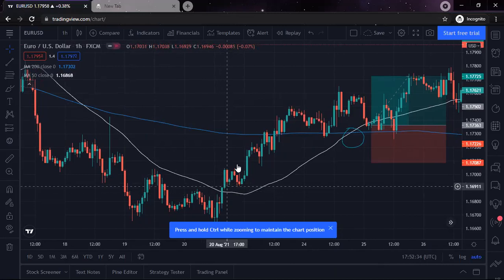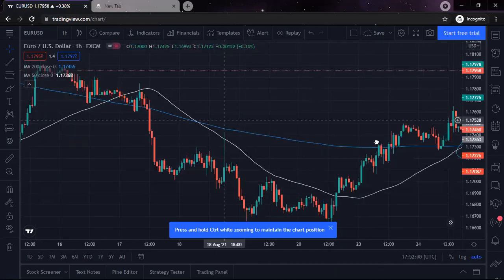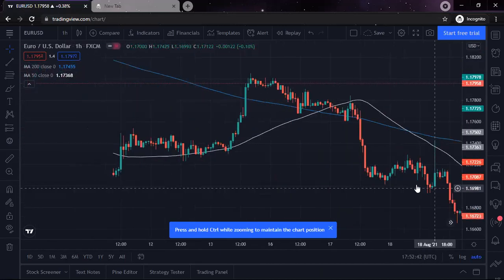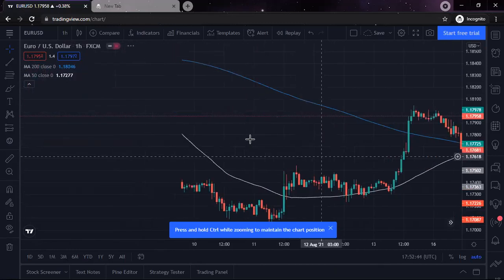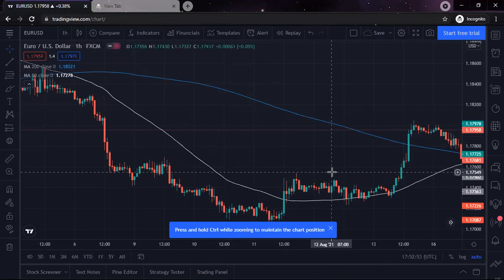So when price starts to move, closing above the 50, he will wait. There's a simple strategy that works perfectly for people. But the thing is, you need to know how it works. You have to study it very, very well to get to know how it works.